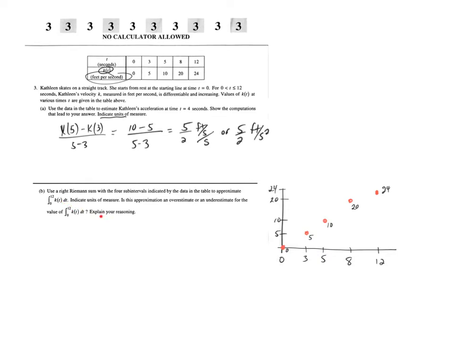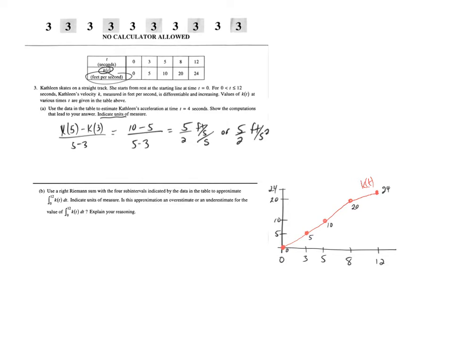So essentially what they're asking us to do is to approximate, I'm going to go ahead and just connect this with a curve, if you will, just so we can see what k of t might look like. They're asking us to approximate the integral of k of t, which of course is the area underneath that curve between 0 and 12.